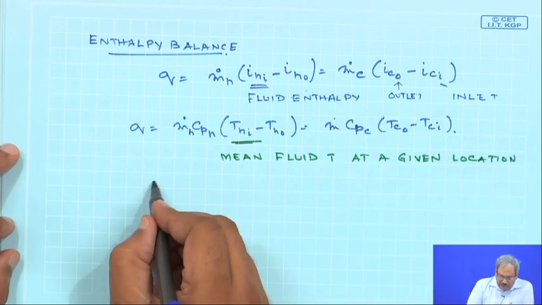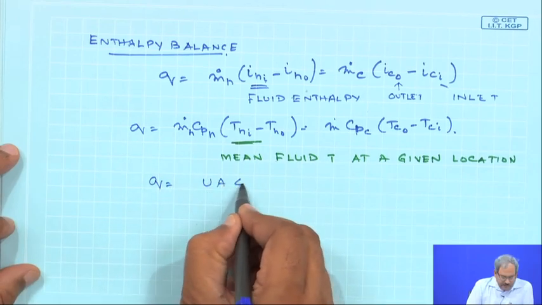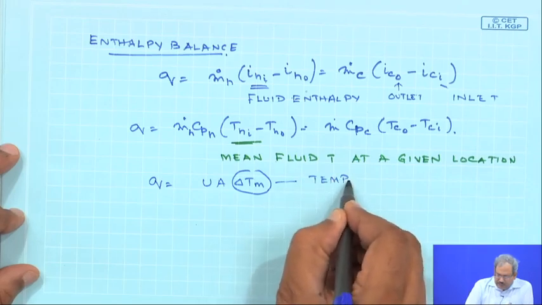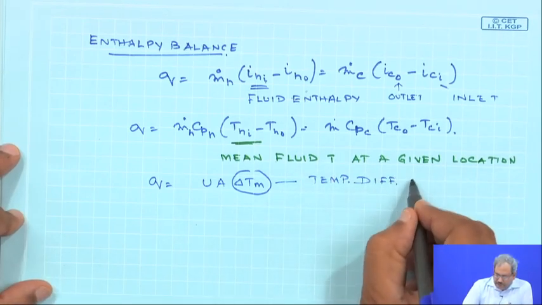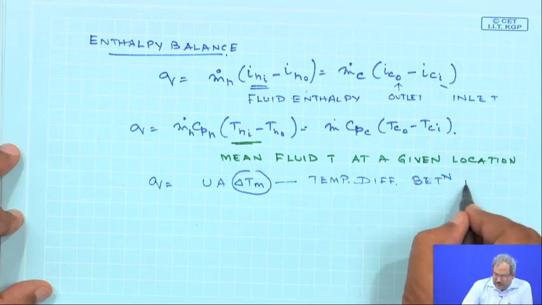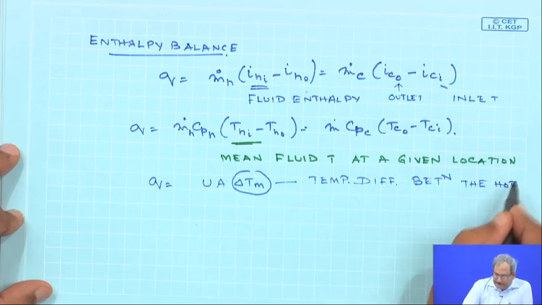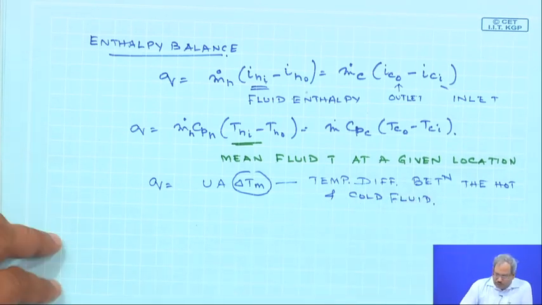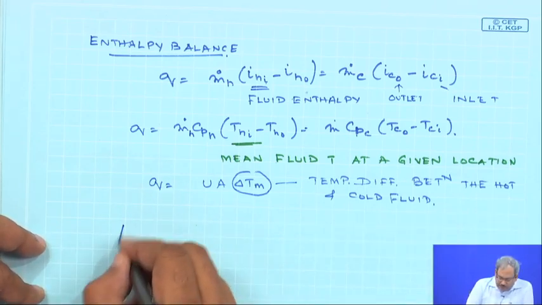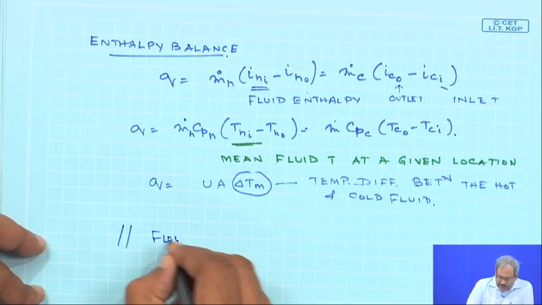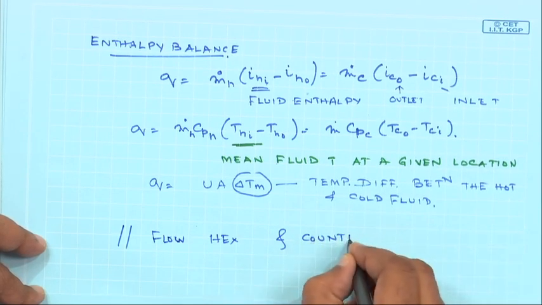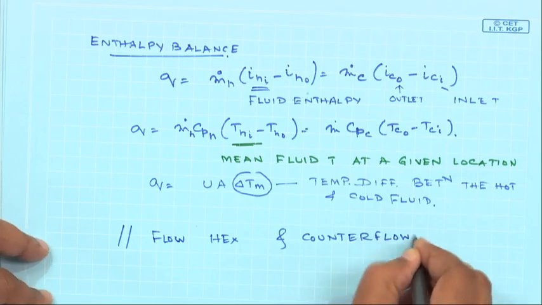And I also know, as I have explained to you, Q is equal to U A delta T m. So, this delta T m is the temperature difference. What kind of temperature difference I do not know as yet between the hot and the cold fluid. So, I am going to do this for a parallel flow heat exchanger and for a counter flow heat exchanger. Let us first start with the parallel flow heat exchanger.